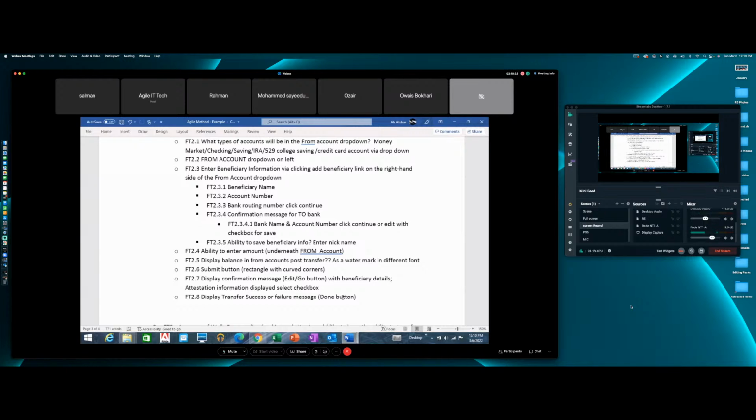FT 2.6: submit button, rectangle with curved corners. FT 2.7: display confirmation message, edit, go button with beneficiary details. Attestation information displayed, select checkbox. FT 2.8: display transfer success or failure message, done button.